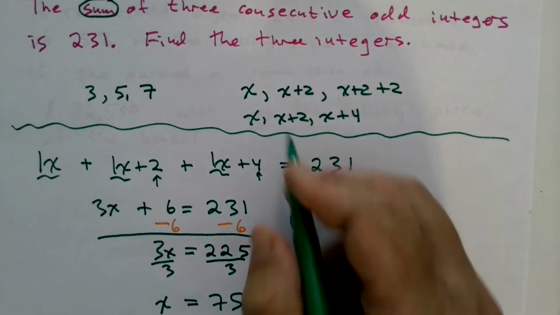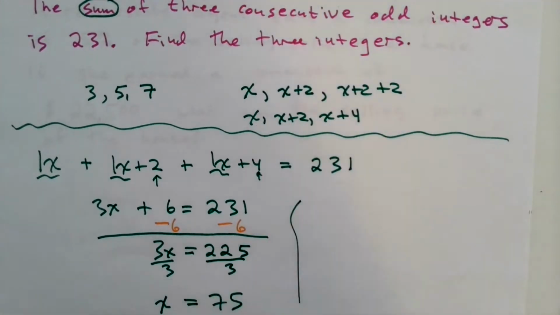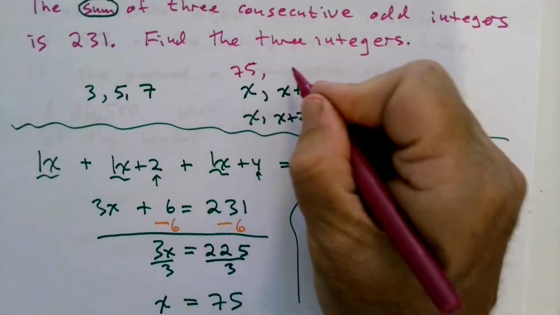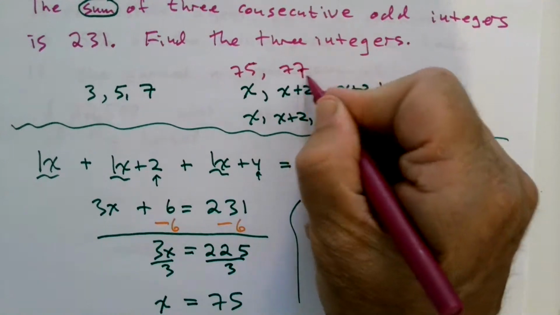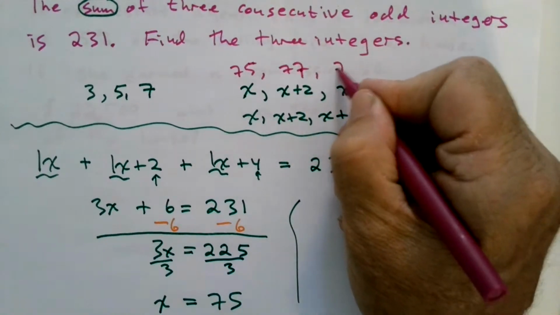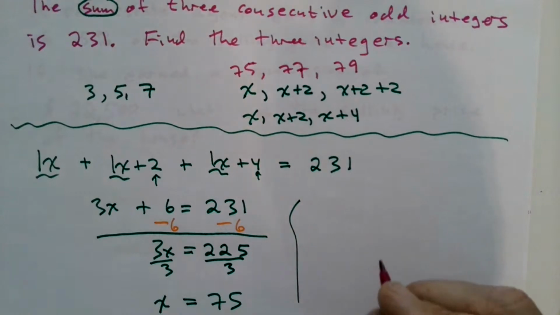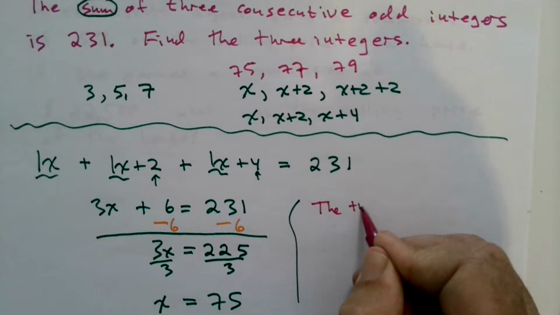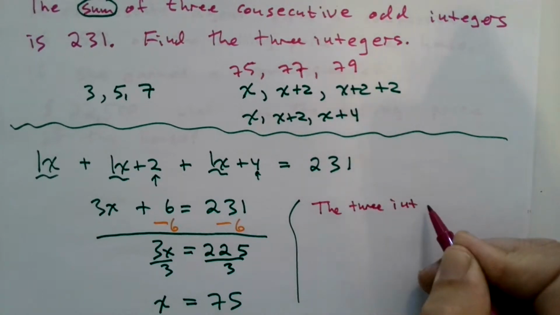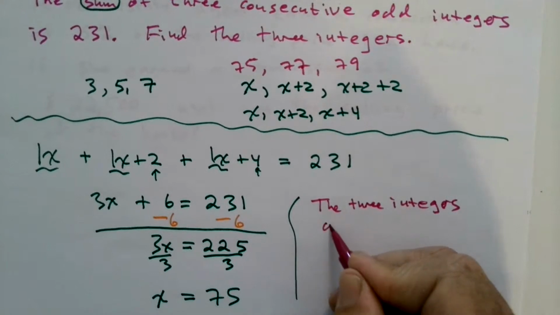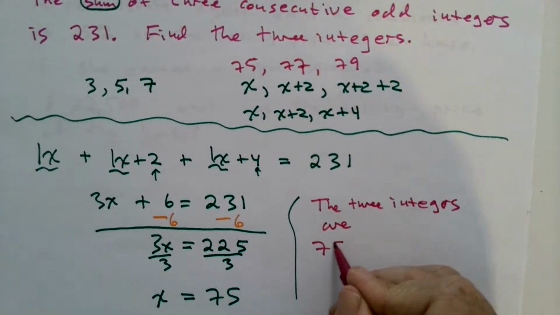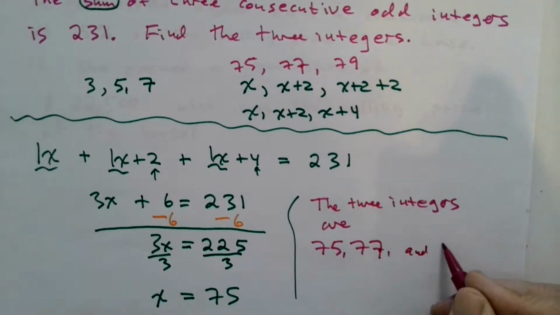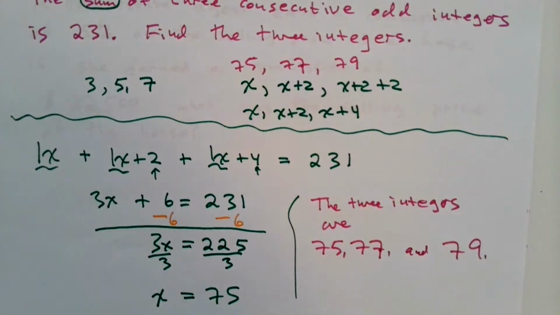So I have one of them. So I have x, x plus 2, and x plus 4. Now x is 75. x plus 2 then would be 77. And x plus 2 plus 2, x plus 4, would be 79. So to write that out, I will say the three integers are 75, 77, and 79.